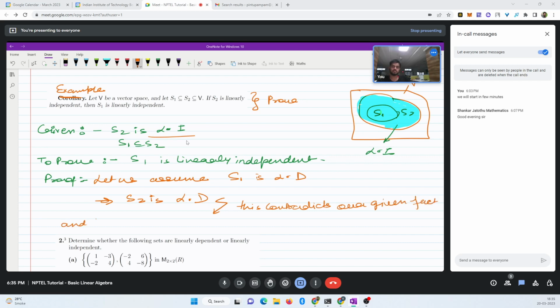and hence our assumption is incorrect, and S1 is linearly independent.